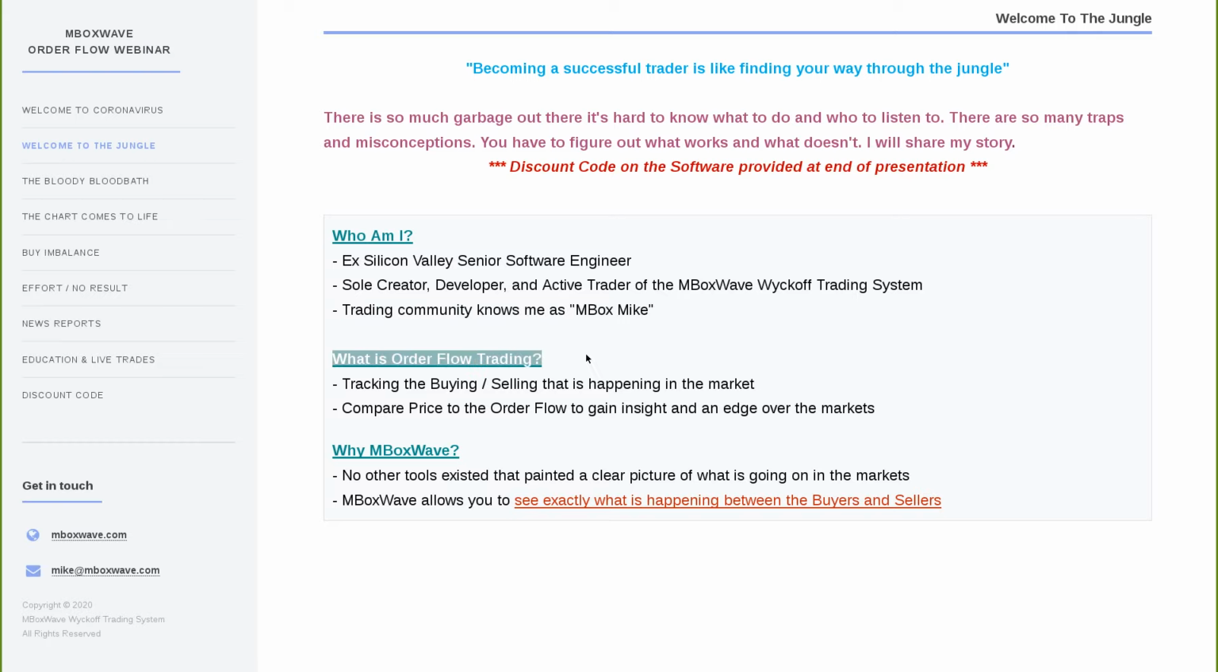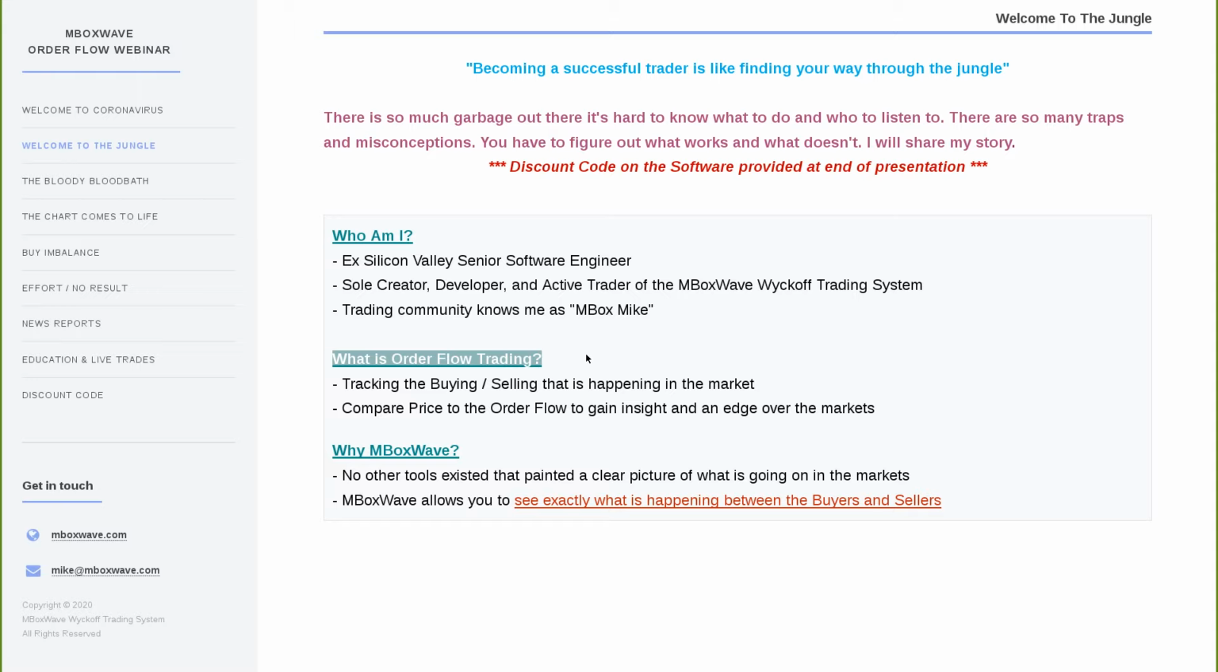What is order flow? Order flow is tracking the buying and the selling that's happening in the market. We're trying to compare price with the order flow to gain insight, and it's exactly doing that that helps you get an edge over the markets.